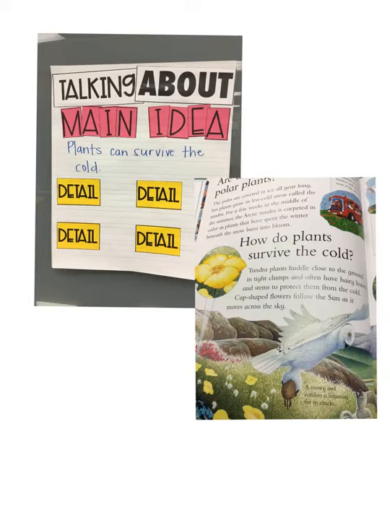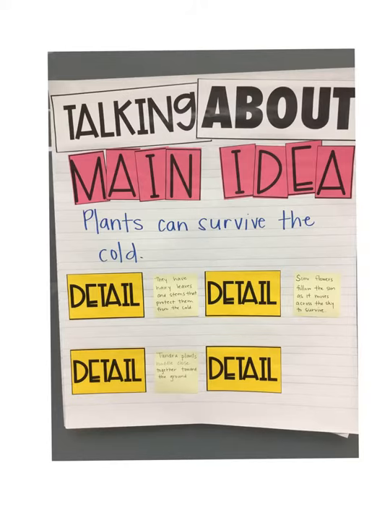That's one of the details. One of the other details is that they have hairy leaves and stems that help protect them from the cold or keep them warm. And then the final detail is that some flowers follow the sun as it moves across the sky to survive. So my graphic organizer would look like this. And when you look at it, you can see that every single detail has something to do with the main idea, how plants can survive the cold.